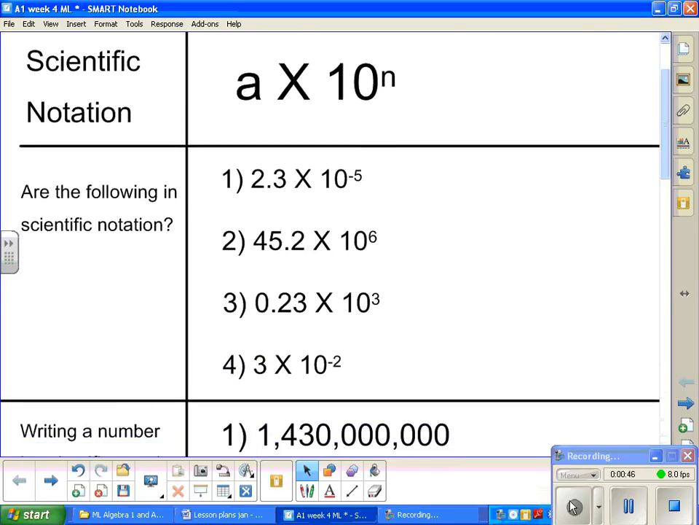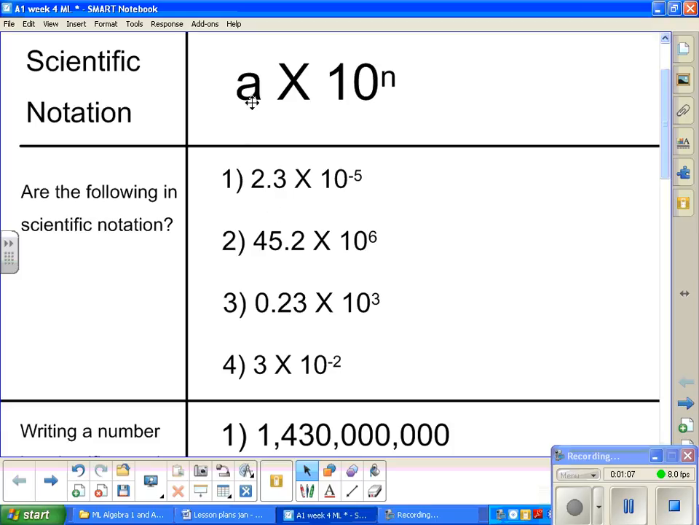So I would say go ahead and pause this, let you copy down these examples, and then we'll go ahead and go over them. Okay, so everyone's copied these down. The question says, are the following in scientific notation? So when you're looking here, this is scientific notation.